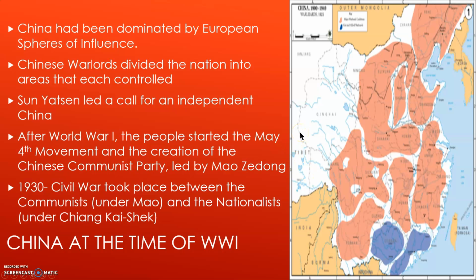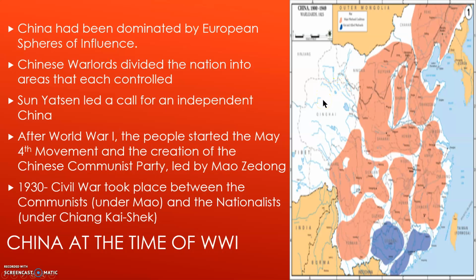Now, to get us started, China at the beginning of World War I. This is where the first problems for China began. At the start of World War I, Europe controlled a large part of the Chinese coastline in what were the spheres of influence, and you should remember those from one of our previous units. The interior of China was controlled by warlords.